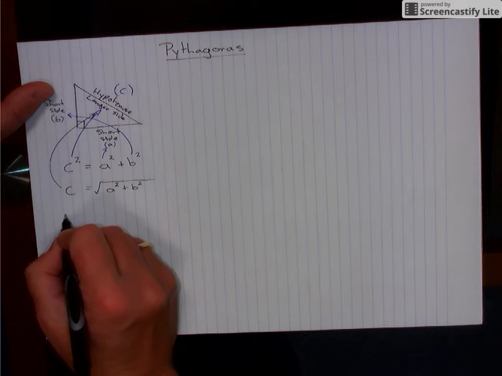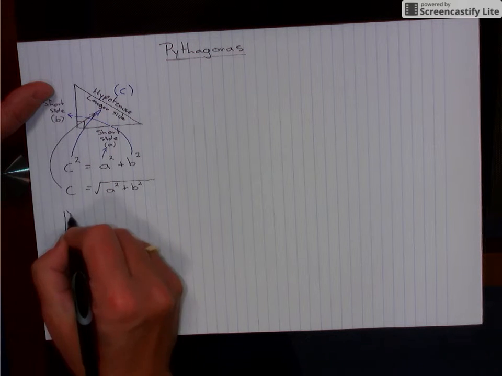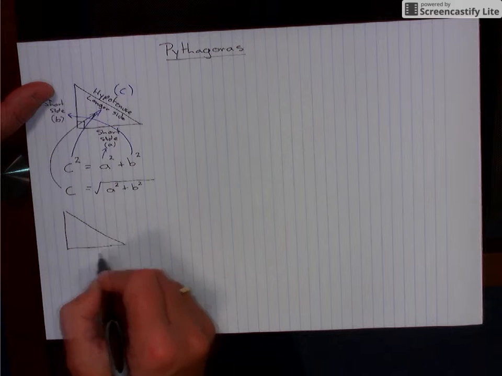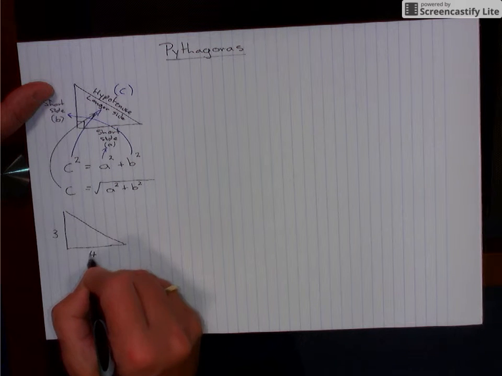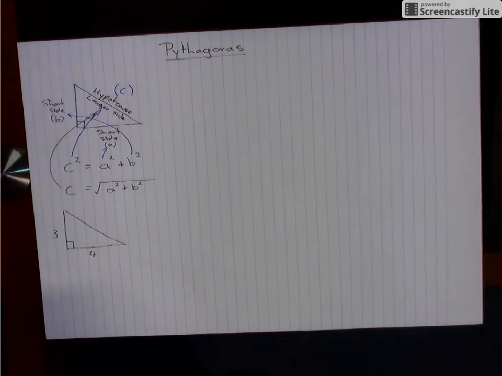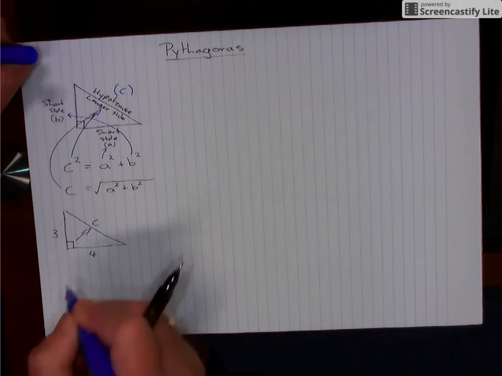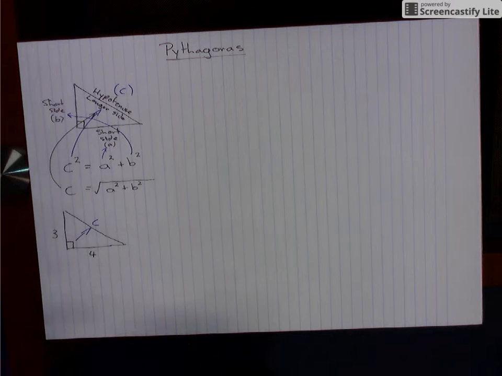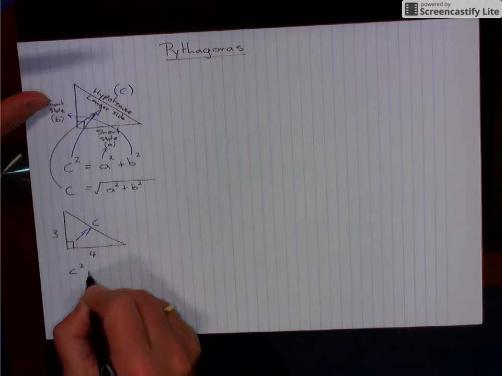So let's do an example. If I have this triangle here, and I have this side here, which is 3, and this side is 4. What we're looking for is our hypotenuse. We're looking for our longer side, okay? It's opposite our right angle. That's our longer side.